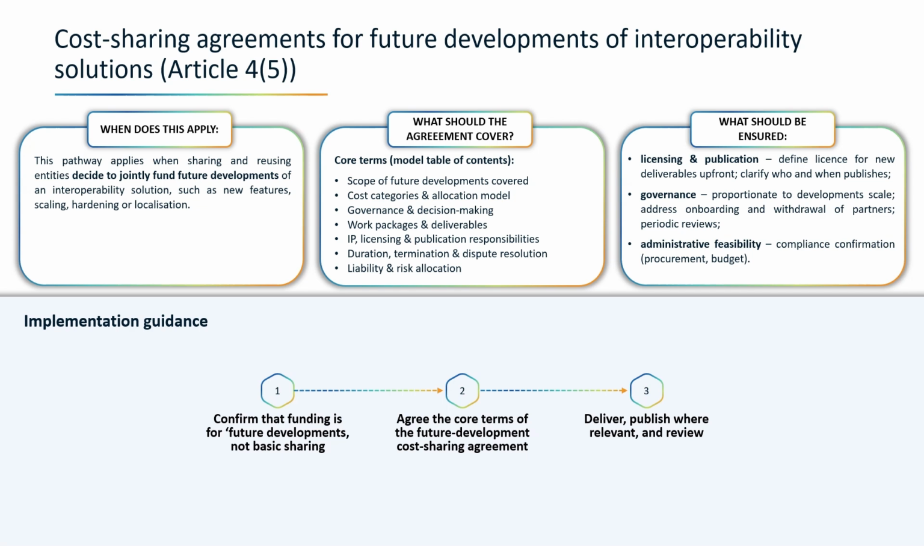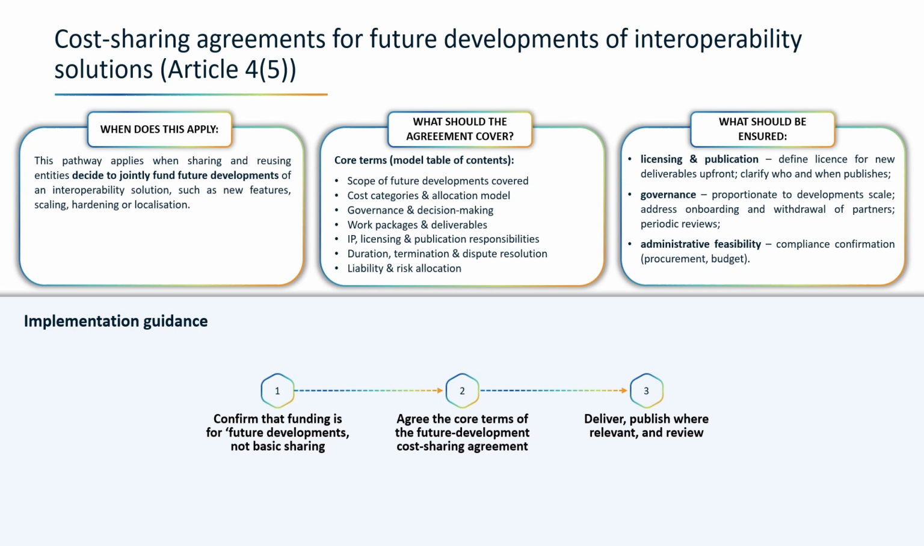So pathway 5 is cost sharing for future developments. In this case, the key word is future because this pathway applies only when organizations decide to jointly fund new features, scaling, hardening, or localization. It does not cover the baseline solution that already exists and not even routine running costs.